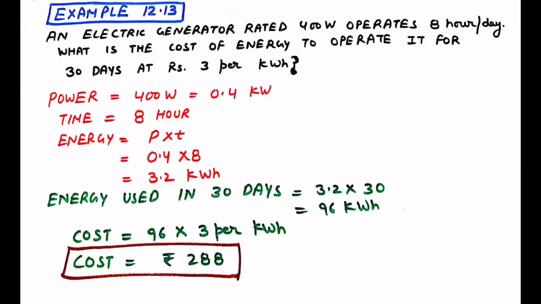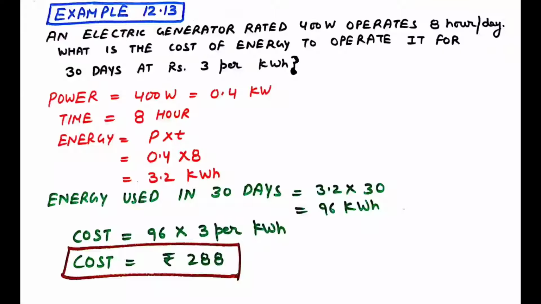Now let us solve a numerical based on power. The question here is that an electric generator rated 400 watts operates 8 hours per day. What is the cost of energy to operate it for 30 days at rupees 3 per kilowatt hour? Here first we will have to find the energy and then we will find the cost. What we are given in the question is that the power is 400 watts, which can be written as 0.4 kilowatts, and the time is 8 hours.